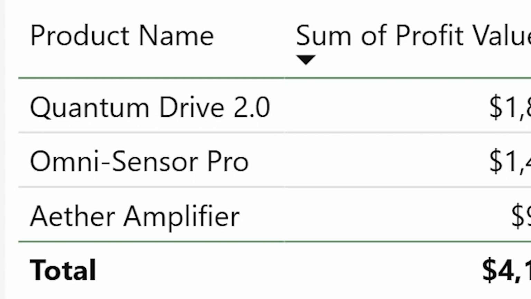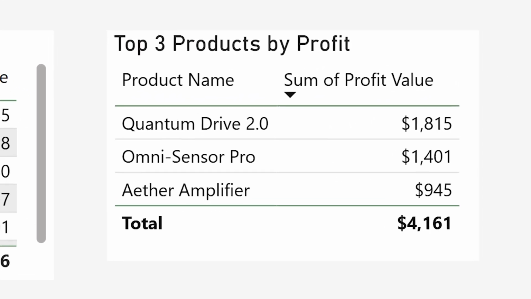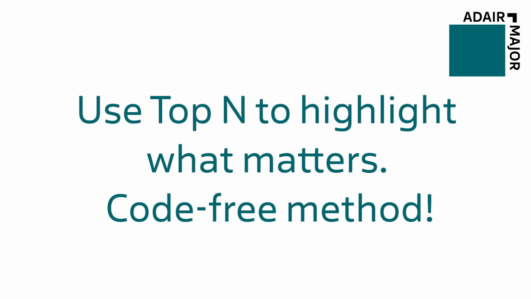Your data might be a massive list of numbers, but your story is in the detail. Today, I'm going to show you how you can cut through the noise, highlighting your top 3 products or your 10 most valuable customers. That is the power of the top N feature in Power BI.